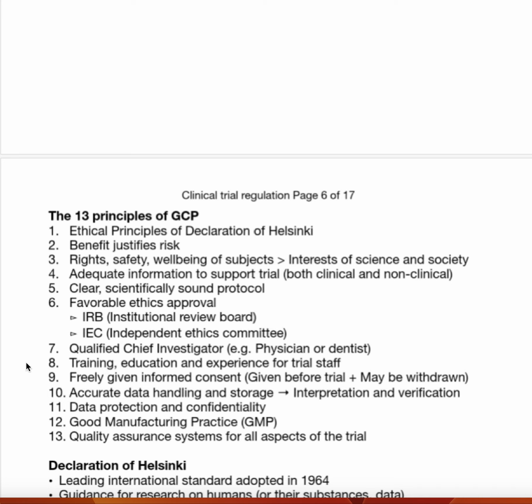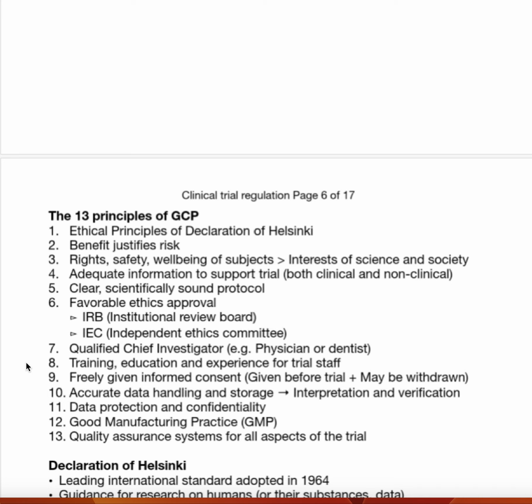Nine, freely given informed consent, given before the trial and maybe with withdrawal, and they have all the rights of the informed consent. Ten, accurate data handling and storage, interpretation and verification. The data should be accurate, the handling should be accurate, and the storage should be accurate. Data protection and confidentiality, and that means privacy of these data.